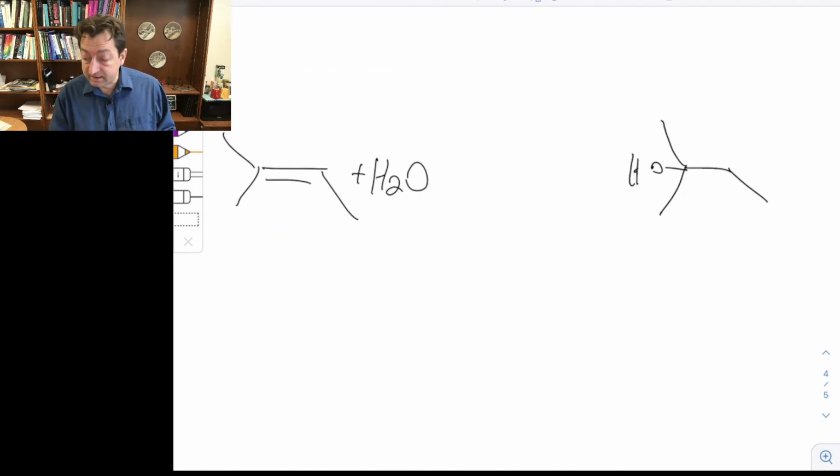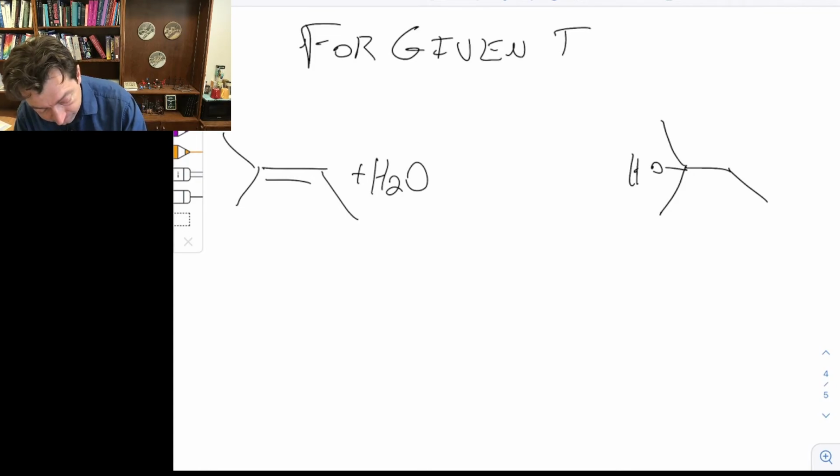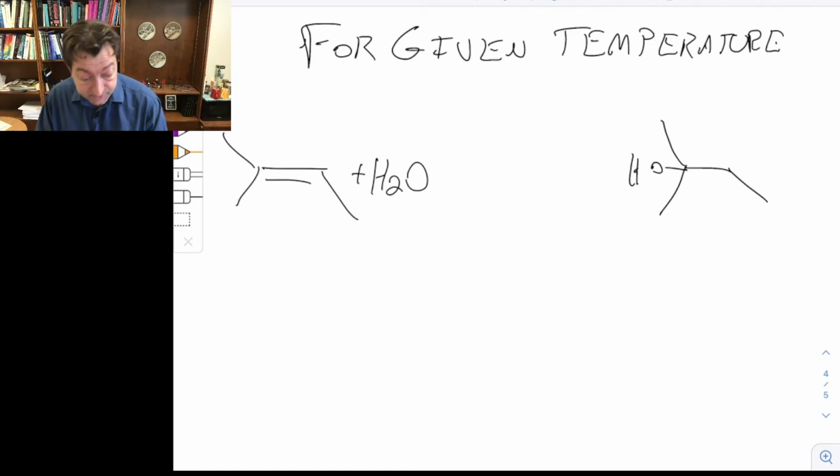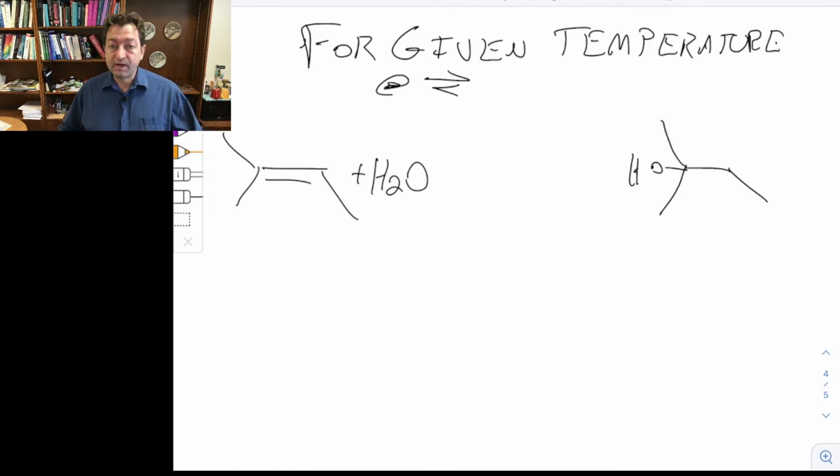Now, we talked at the start of the substitution chapter about the influence of temperature on the reaction, so we'll touch on that very briefly. But here, for a given temperature, that implies that we're at equilibrium. What things could we potentially do to influence the outcome here?